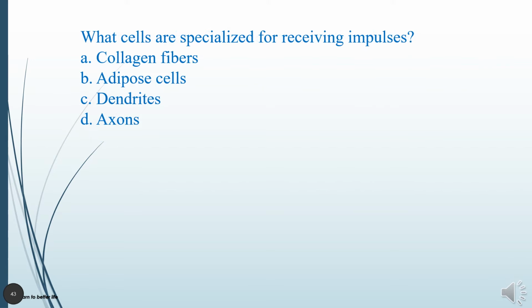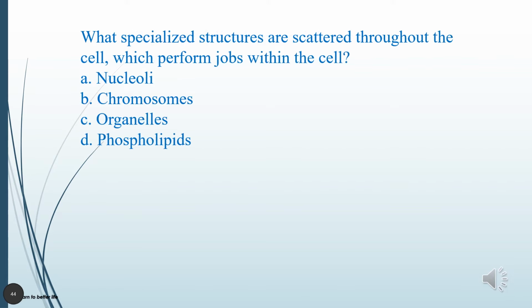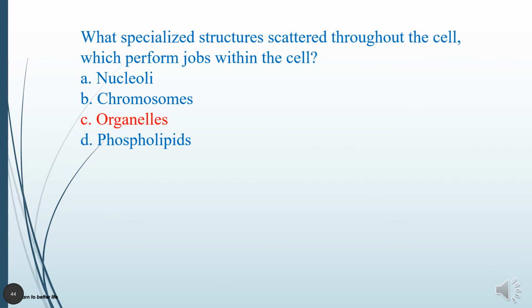What cells are specialized for receiving impulses? A. Collagen fibers. B. Adipose cells. C. Dendrites. D. Axons. The answer is C. Dendrites. What specialized structures are scattered throughout the cell, which perform jobs within the cell? A. Nucleoli. B. Chromosomes. C. Organelles. D. Phospholipids. The answer is C. Organelles.